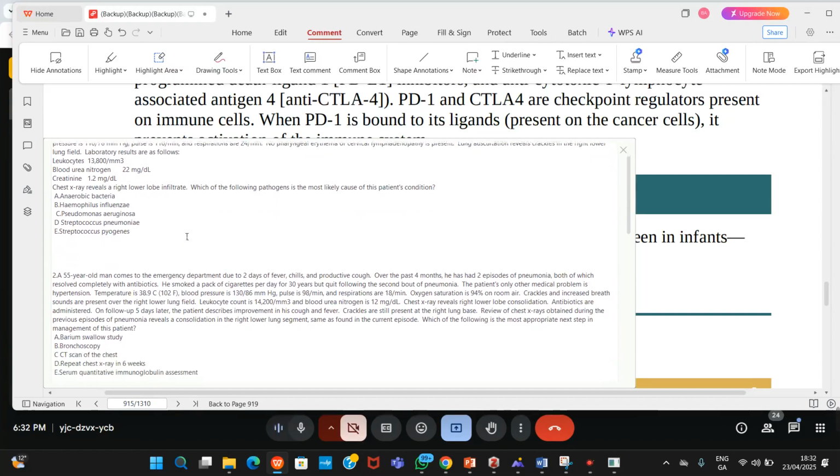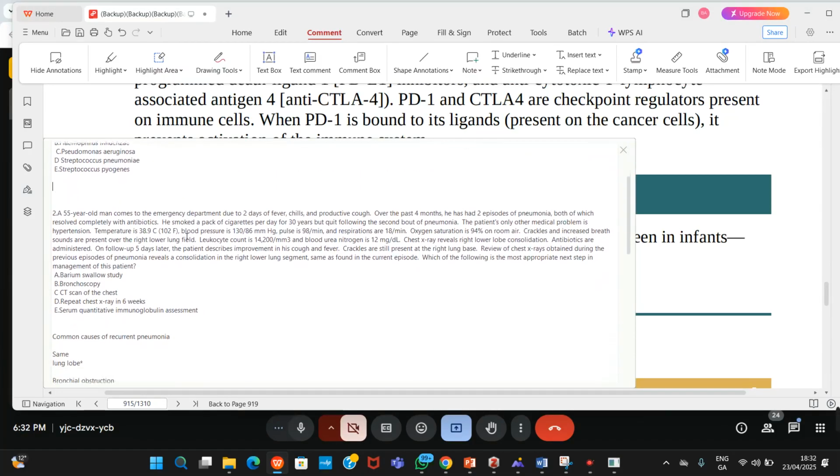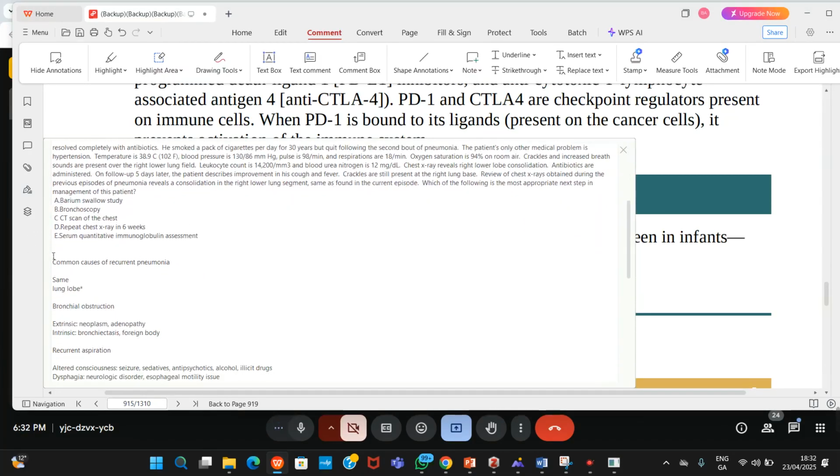I'll go with strep pneumo. So strep pneumo. That's the commonest cause.